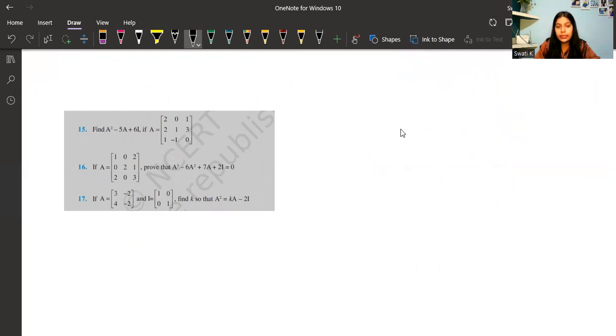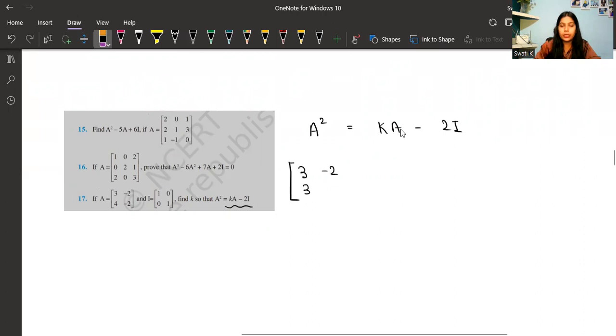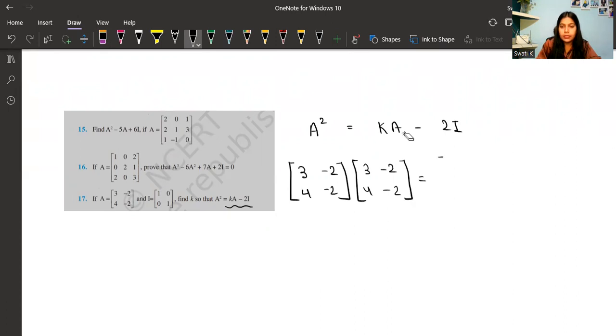so that A squared equals kA minus 2I. So let's first write down A squared equals k times A minus 2I. Remember, we need to find here the value of k. So let us first write down A square. So this is a 2 by 2 matrix. So comparatively easier to find the product of the matrix. So it's 3 minus 2, and this is 4 minus 2. This times the same matrix, 3 minus 2, 4 minus 2 is equal to k times A, right? So what is the meaning of k times A? That means 3k, minus 2k, 4k, and minus 2k. And then minus 2I, right? So of course 2 times I is 1001. It is going to be 2002.